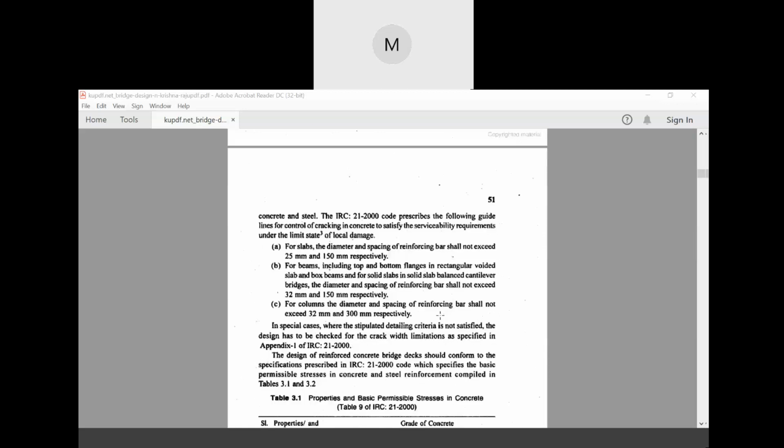As per Indian Road Congress, the following guidelines for control of cracking in concrete satisfy the serviceability requirements. Now, for slabs, the diameter and spacing of reinforcing bar shall not exceed 25 mm and 150 mm respectively. So these are certain criteria that are required to be followed.